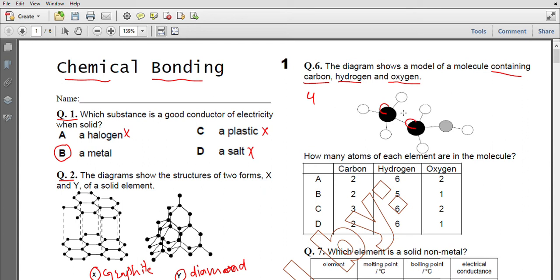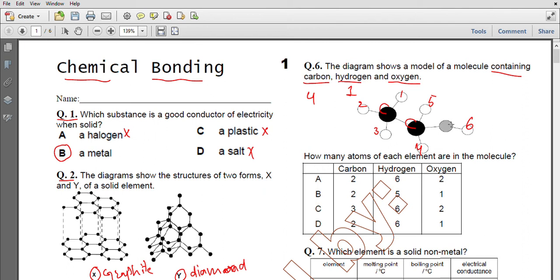So there are 2 carbon atoms. And the hydrogen has only 1 electron in its valence shell and can make only 1 covalent bond. So the white particles are hydrogen. So we have how many? 1, 2, 3, 4, 5, and 6. So there are 6 white particles that are involved in making only 1 covalent bond. So these are hydrogens.